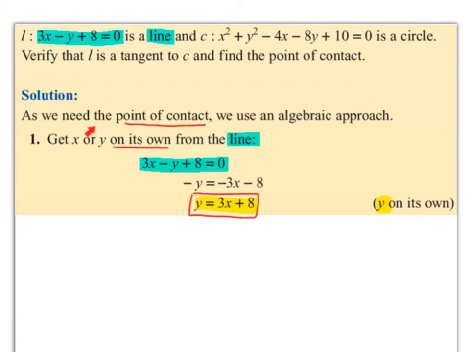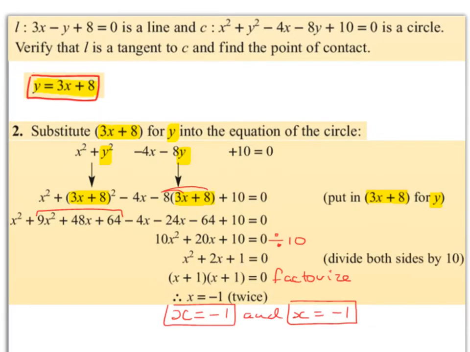Step 1, get x or y on its own from the line. So we have 3x minus y plus 8 is equal to 0. It's easier to get the y on its own because if we get the x on its own, we're going to have fractions and we want to avoid having fractions. So rearranging, we get minus y equals minus 3x plus 8. And remember, we want y, not minus y. So changing the sign to get y equals 3x plus 8. So now y is on its own. So y is equal to 3x plus 8.